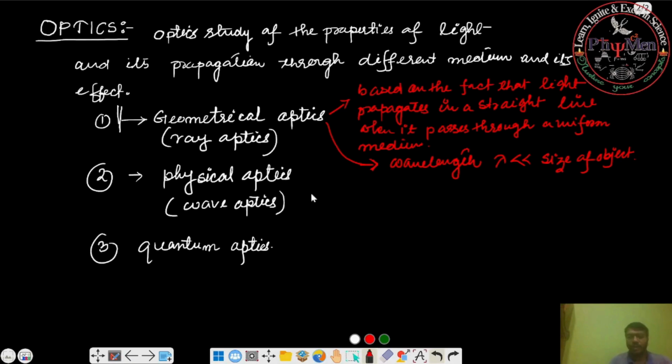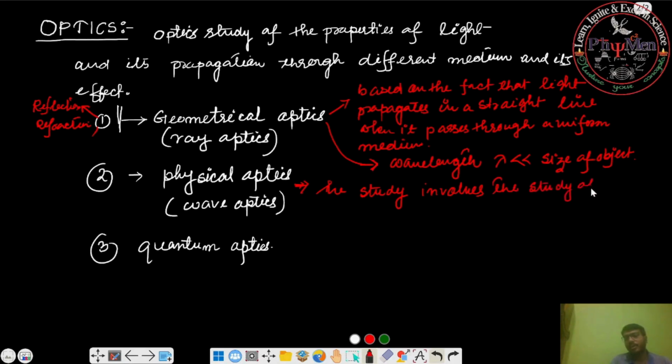Now, in geometrical optics we have different phenomena that we can explain using ray optics or geometrical optics, that is reflection of light, refraction of light, etc. Then physical optics: the study of light where light behaves as a wave.